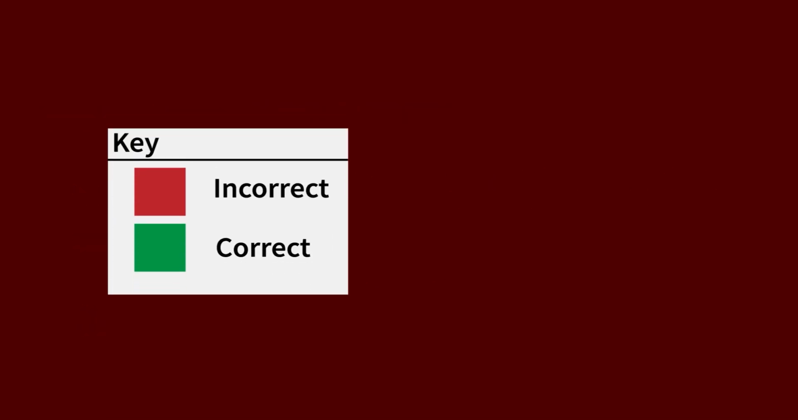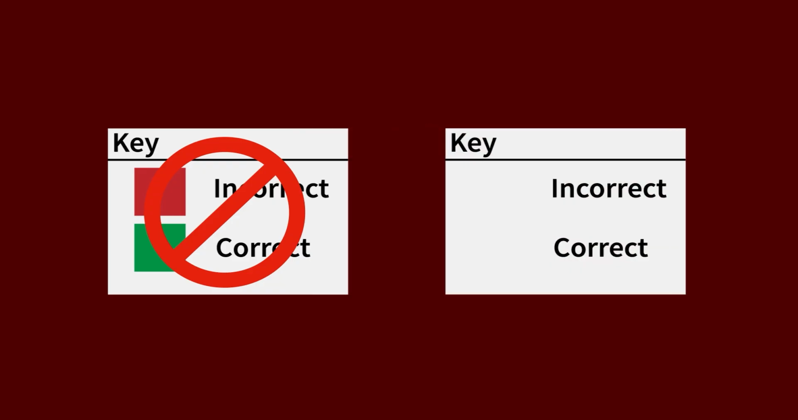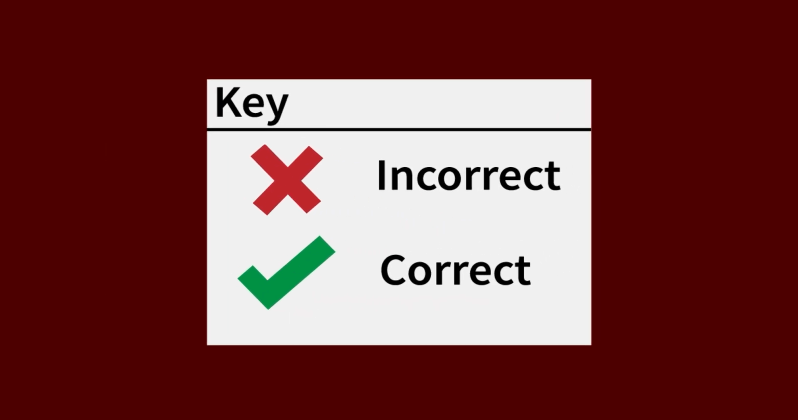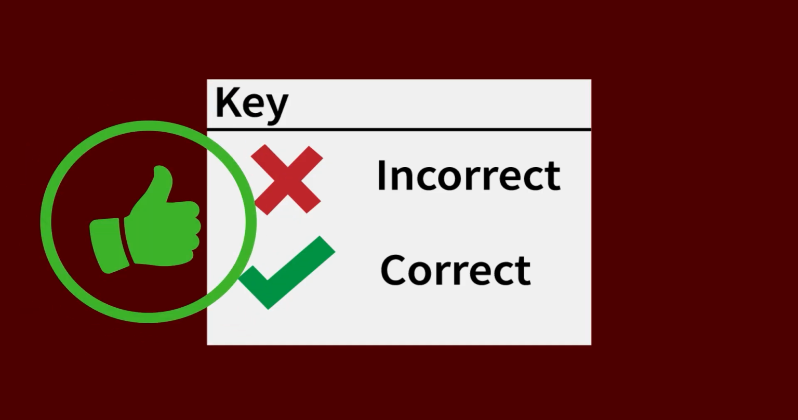As an example, I have a key that shows when something is incorrect versus correct. This is not a good example because it's a square that is red and a square that is green, so this relies solely on color. If you have a key and you're going to show something is correct with a red X and then a green check, that would work because with or without color, it can make sense.